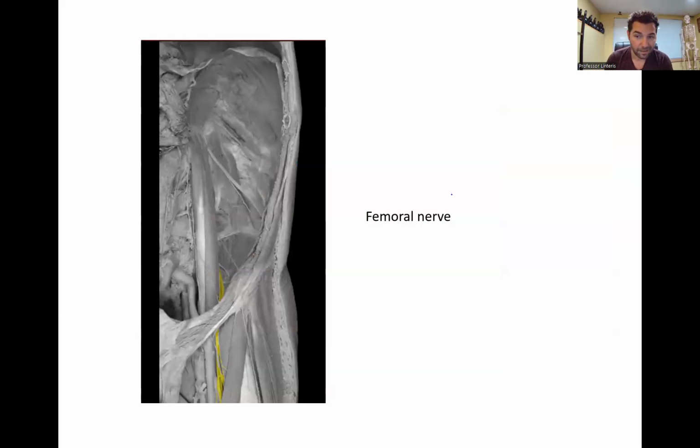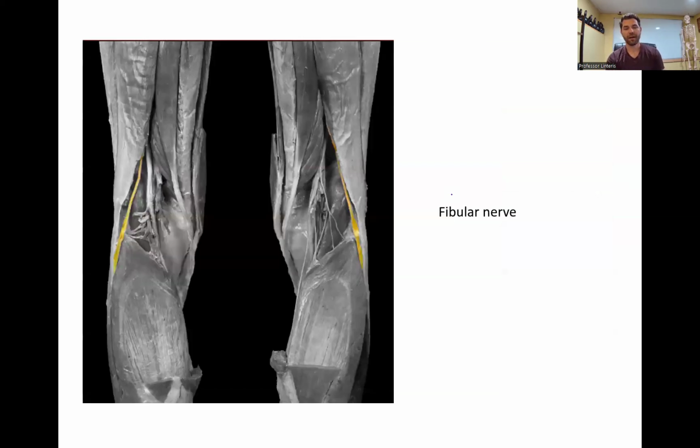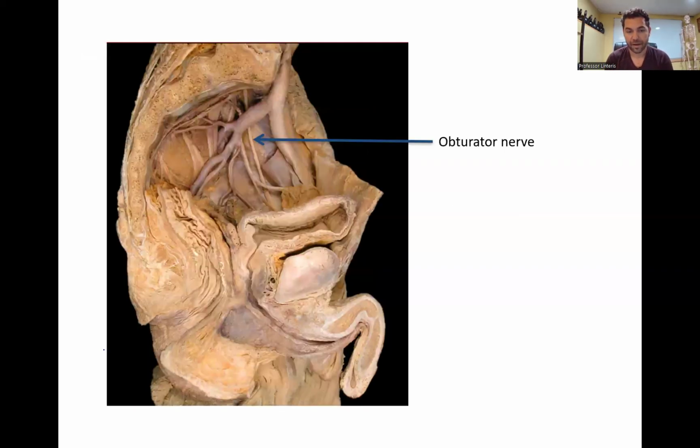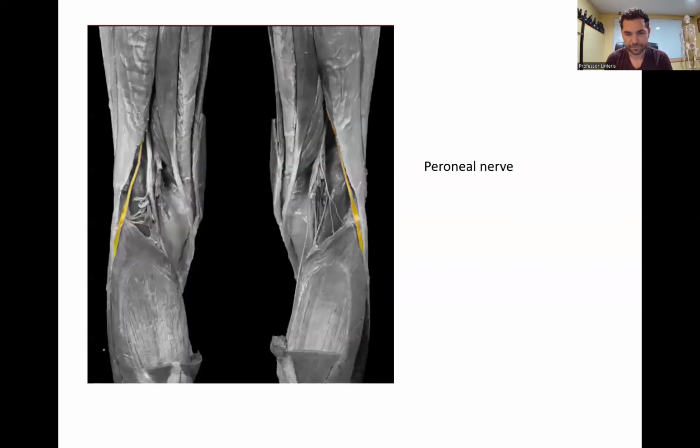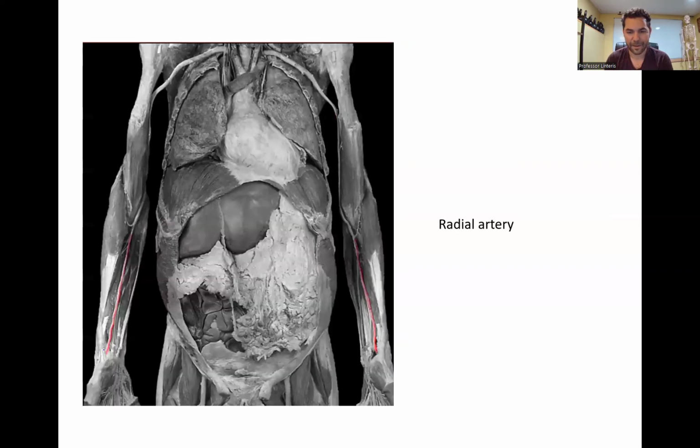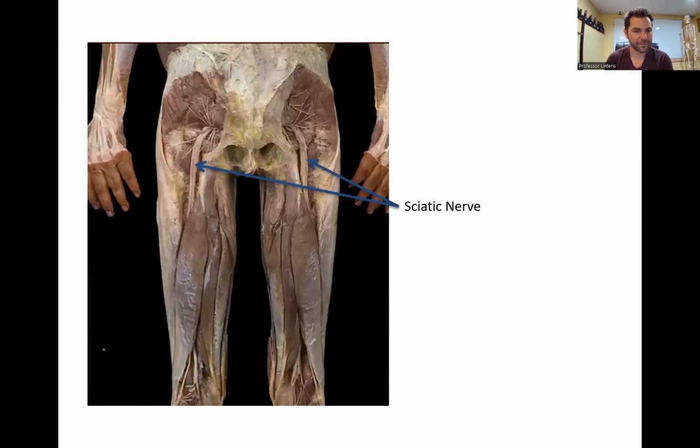Femoral nerve, right? Obviously, it's going to be branching off that lumbar region. Fibular nerve, always going to be towards the lateral side. You can see it coming over here. Obturator nerve, not the best picture, but that's kind of in by your adductor muscles, by the inside of your hip and reproductive structures. Peroneals, also known as the fibular, so you don't have to stress about that. You don't have to worry about the artery.